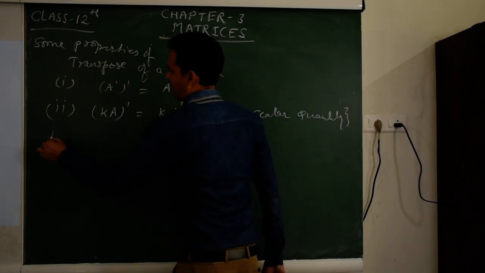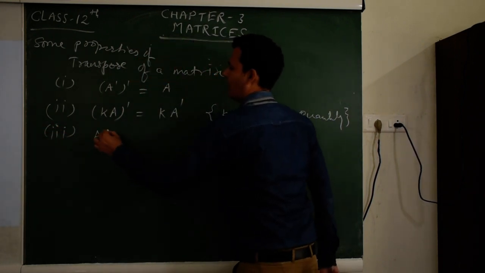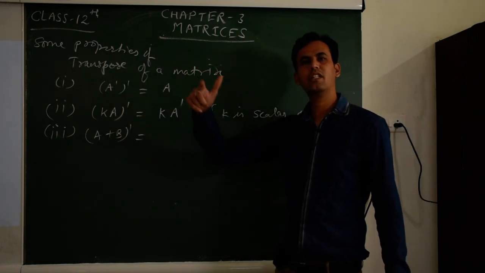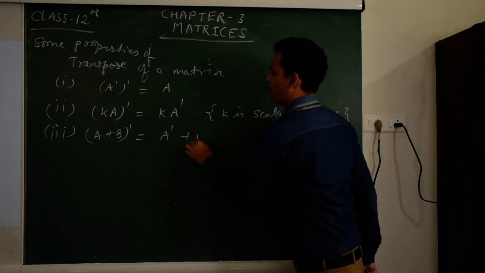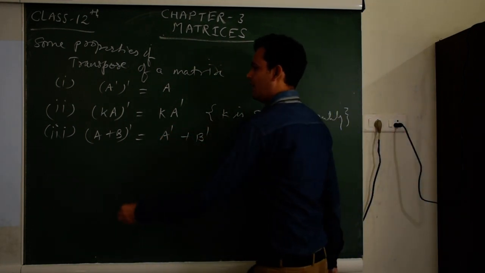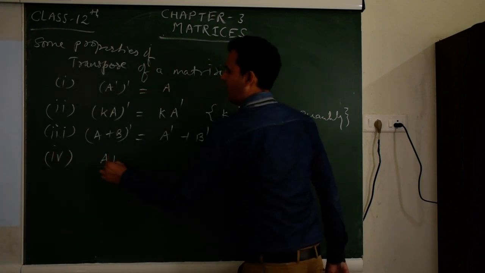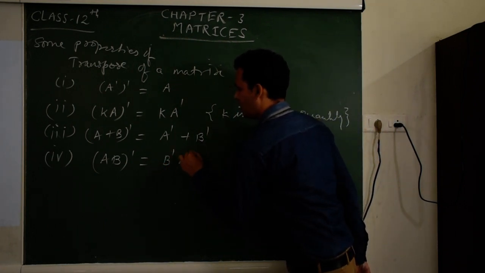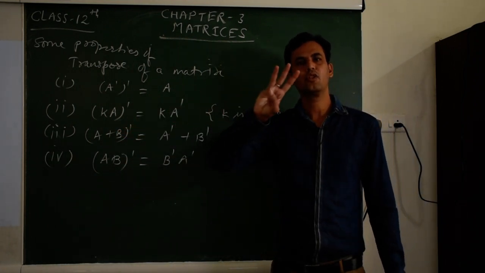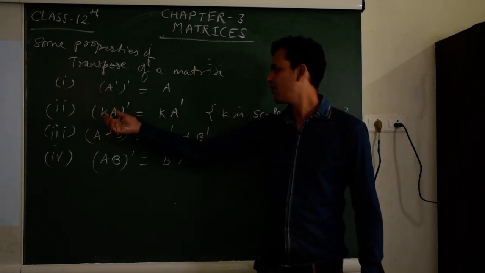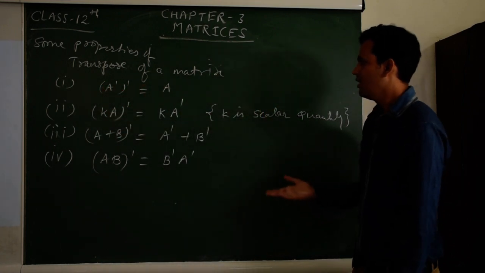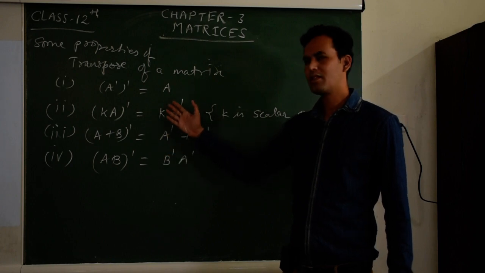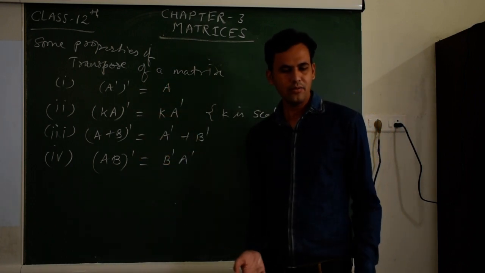Then the third property: A and B are two matrices. Then A plus B transpose is equal to A transpose plus B transpose. And the fourth property is AB transpose equals B transpose A transpose. For these two properties we need two matrices, but for the first and second we need only one matrix. So these are the 4 properties of a transpose of a matrix. We used these properties earlier in the questions.